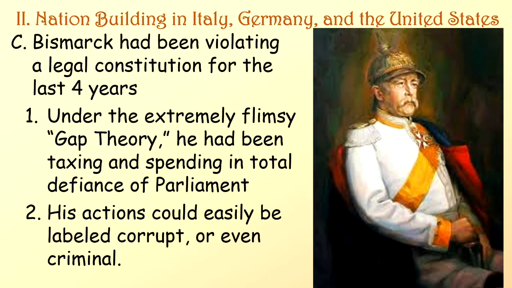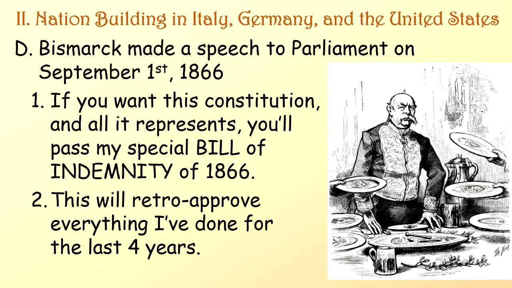Bismarck had been violating a legal constitution for the last 4 years. Under the extremely flimsy gap theory, he had been taxing and spending in total defiance of Parliament, and his actions could easily be labeled corrupt or even criminal. Bismarck made a speech to Parliament on September the 1st, 1866, and he said, "If you want this Constitution and all it represents, you'll pass my special Bill of Indemnity of 1866. This will retro-approve everything I've done for the last 4 years."